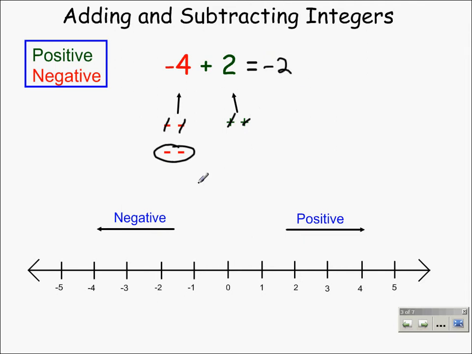You can also use a number line if you would like to, starting at the negative 4 on the number line and moving in the positive direction 2. The positive direction on the number line is right, and the negative direction on the number line is left. So if we moved positive 2, we would move 2 spaces to the right, which lands us at negative 2, which again is our solution to negative 4 plus 2.